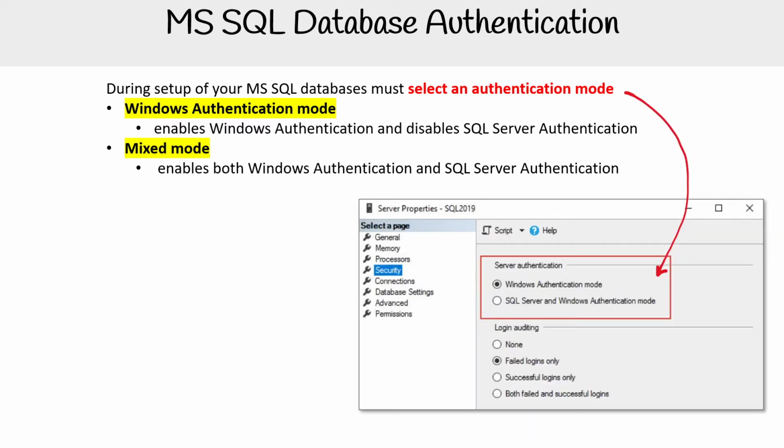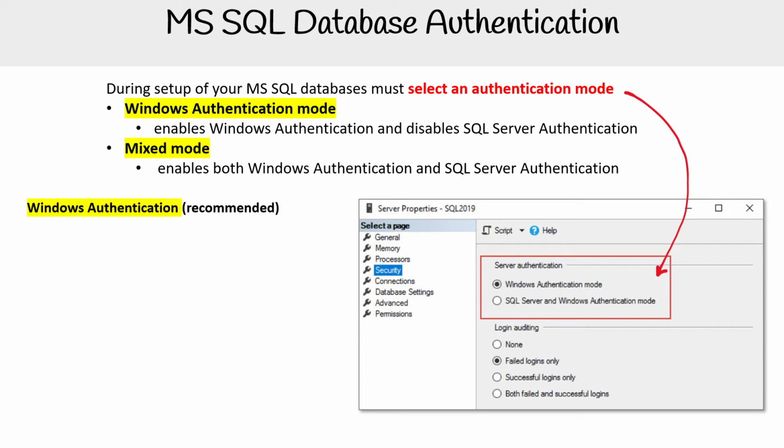So if you were to remote into your Windows machine and, under your server properties, look under Security and Server Authentication, there are those two options. Interestingly, they don't call it Mixed mode in the UI, but that's what it is. So let's talk about what Windows Authentication and SQL Server Authentication are.